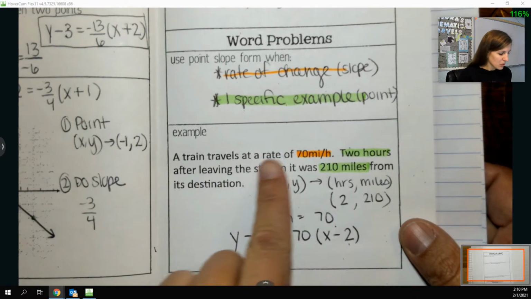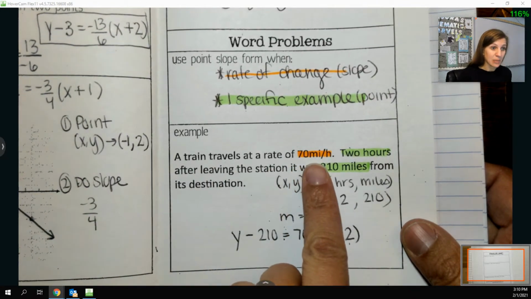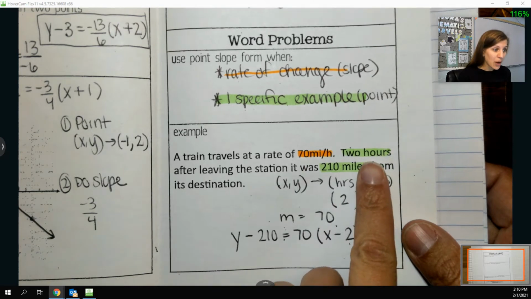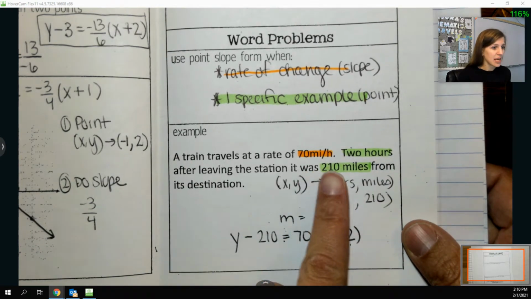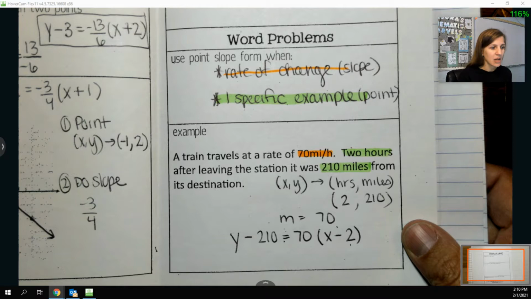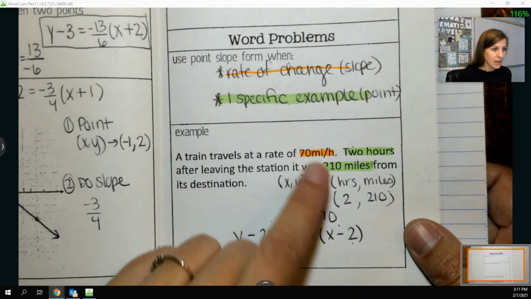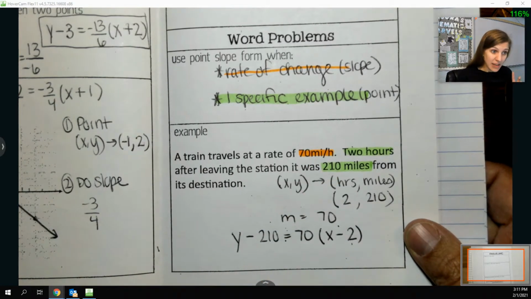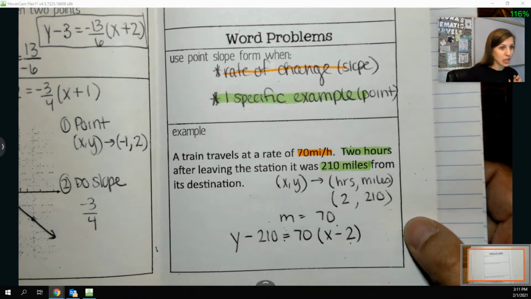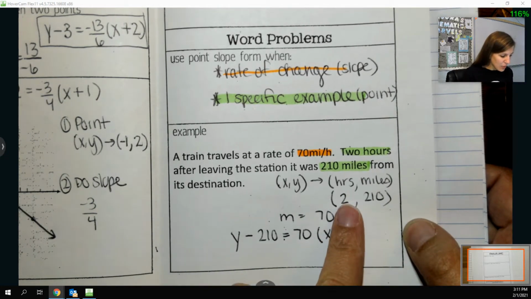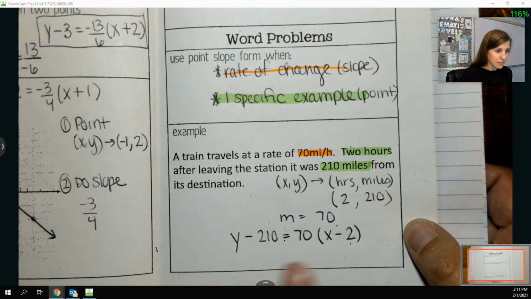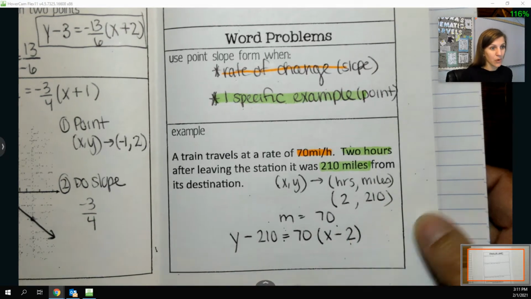So like this is a really good one. The train travels at a rate of 70 miles per hour. 2 hours after leaving the station, it was 210 miles from the destination. So I can tell that my rate or slope is 70. And then my one specific example is that 2 hours, I'm 210 miles away. So that's like our point, (2, 210). And then we can write it in point slope form.